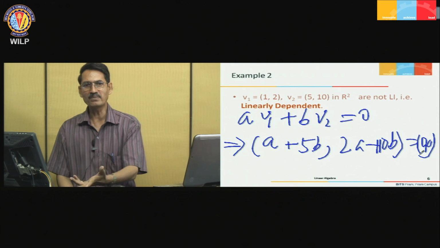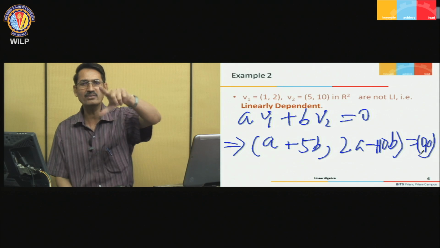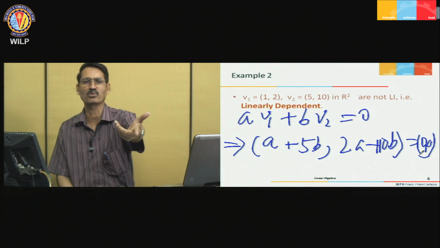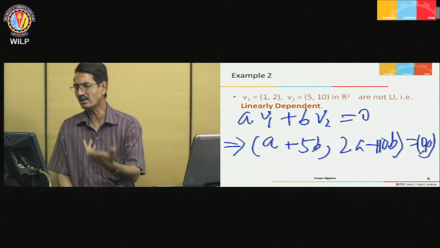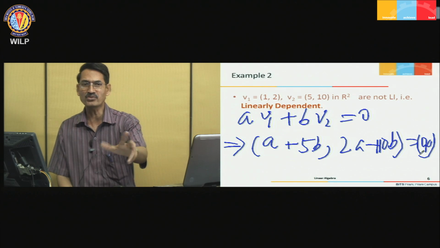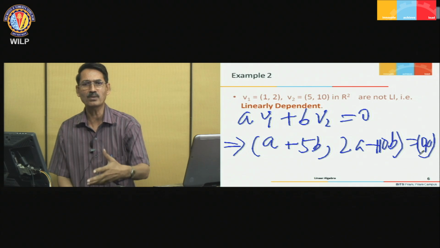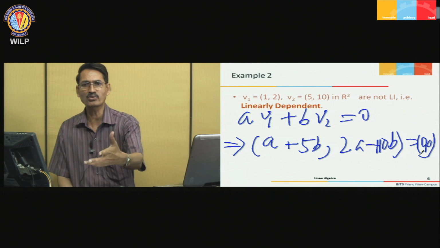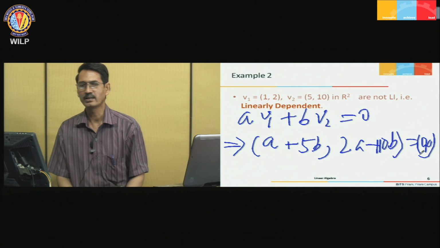So, A plus 5B is 0, you are having one equation and 2 unknowns, so you will get only a straight line. Every point lying on this line will be a solution. Therefore, it has infinite number of solutions. The moment it has infinite number of solutions, of course, A equals 0, B equals 0 is a solution, but there are infinite number of other solutions which are different from 0. Therefore, this is linearly dependent.